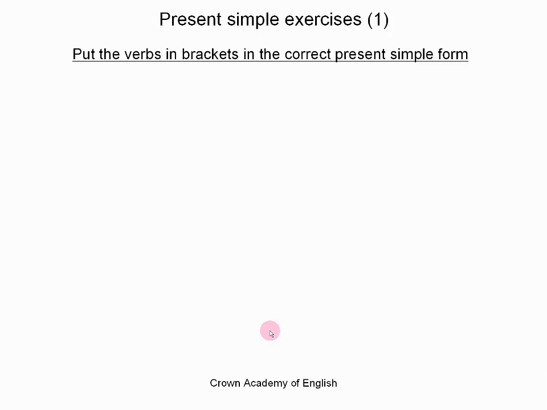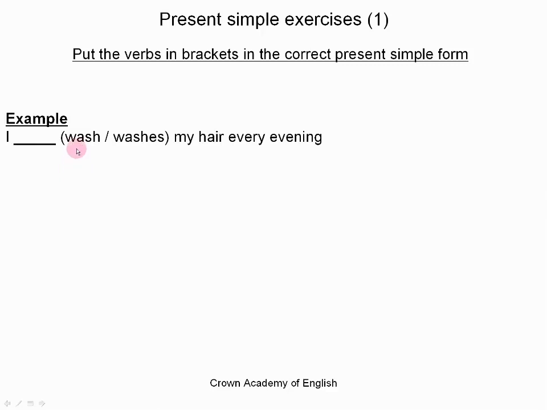Okay, so let's move on to some exercises then. The first one is putting the verbs in brackets in the correct present simple form. For example, here we've got the word I, and then there's a gap, and you have to fill that gap with one of the choices in the brackets. So you have to put in either I wash or I washes my hair every evening. You have to decide which of the two forms is correct here. Can you have a guess? Well, the answer is, that's right, it's I wash. So we say I wash my hair every evening. That's the correct form for the first person singular of the verb to wash.